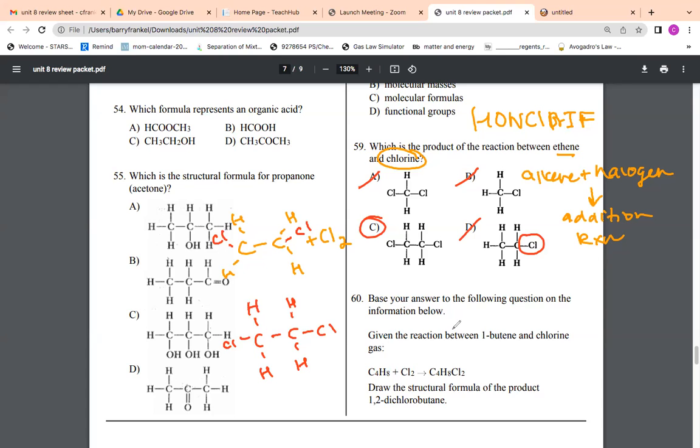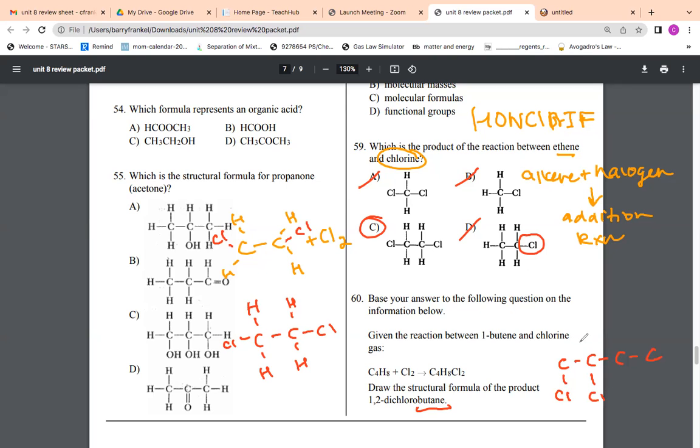All right. Number 60. We actually did this one in class. Draw the structural formula of the product 1,2-dichlorobutane. So I'm going to start here with my parent chain. I'm going to draw butane, but I'm just going to draw the carbons right now. Now I see that I have 2 chloro groups, dichloro, and they are on carbons 1 and 2. So I'm going to draw them right here.